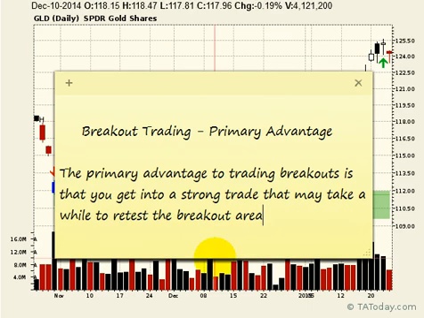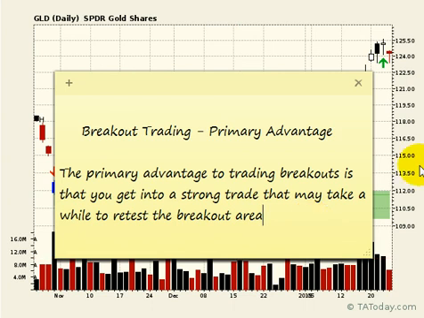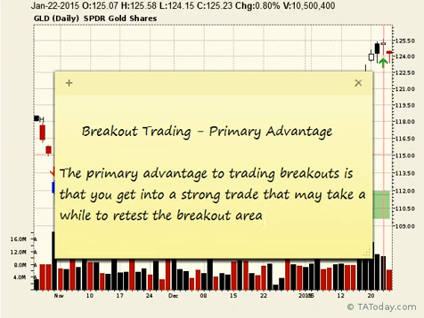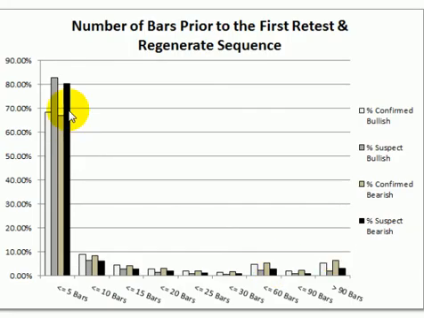If you flip to the other side and say, okay, what's the primary advantage? Well, that's that if it breaks out and it's a strong trade, you may not get a retrace. In other words, it may take a while, and it could take quite a while. If we go back and look at that stat we were just looking at, what is that, 68, for example, here on a confirmed bullish. So only 68% are going to come back. That means 32 will just keep going.